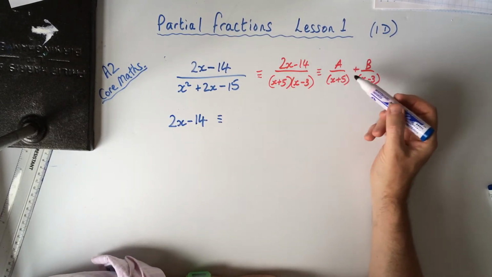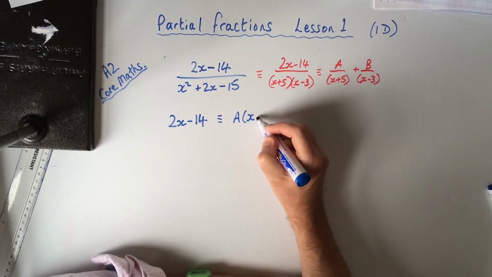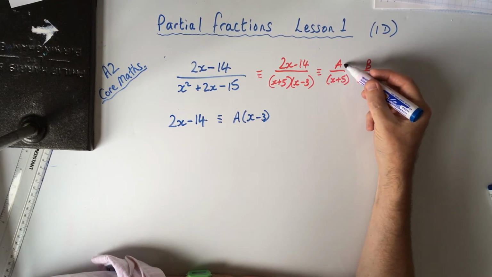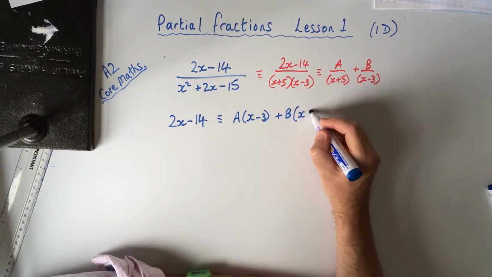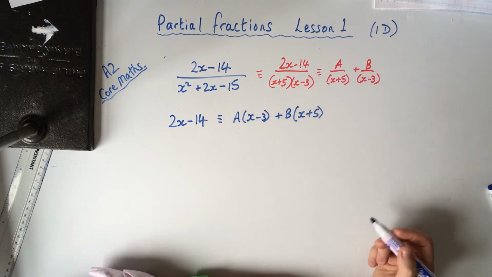Okay, so 2x minus 14 is equivalent to a times x minus 3, because you can see I'd be timesing this one by x minus 3 and the top by x minus 3, plus b times x plus 5, because I'd be timesing the bottom by x plus 5 and the top by x plus 5.